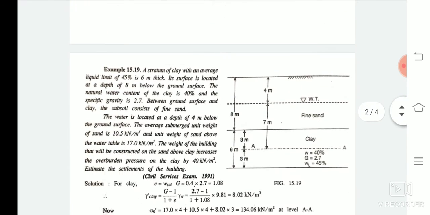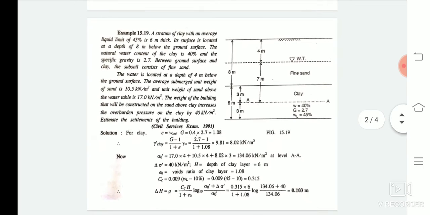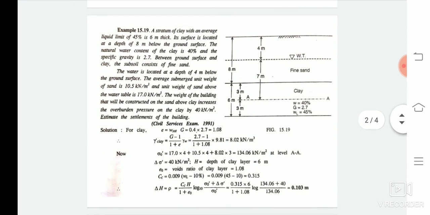So let us go to the second numerical problem. What has been given in the second numerical problem? A stratum of clay with an average liquid limit of 45% is 6 meter thick. Its surface is located at a depth of 8 meter below the ground surface. The natural water content of the clay is 40% and the specific gravity is 2.7.